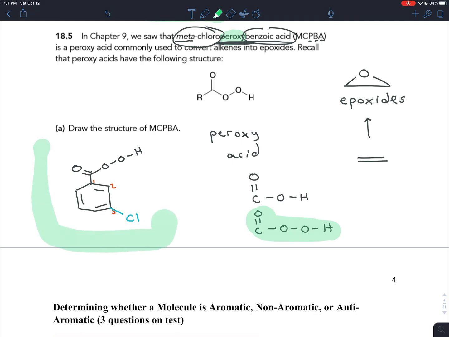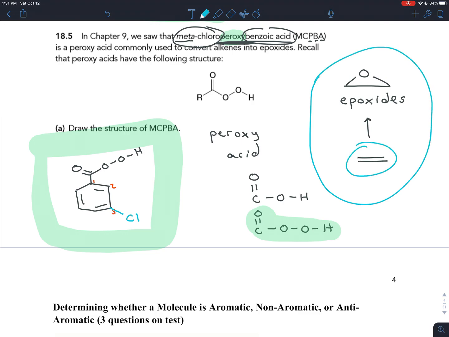The structure for it right there. That's the MCPBA that is so useful to use when you're trying to take alkenes and add two functional groups next door, first by making an epoxide using MCPBA, and then reacting this with a nucleophile that'll break the ring open.